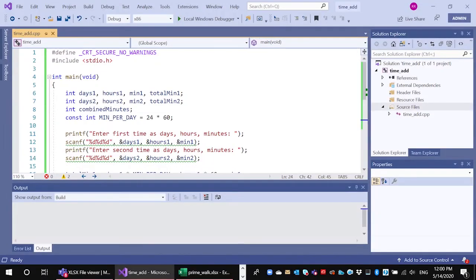Want to introduce you to our next workshop, which is all about making change. In other words, if you get a certain amount of money you have to give back to somebody, how many quarters, dimes, nickels, and pennies do you have to give back? So there are a couple things you're going to learn from this workshop.